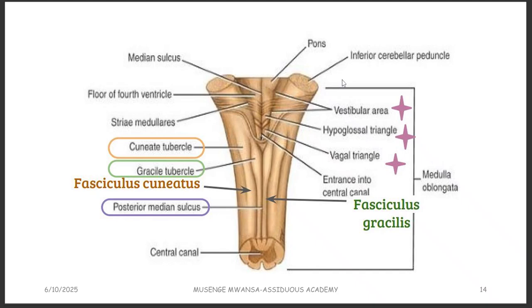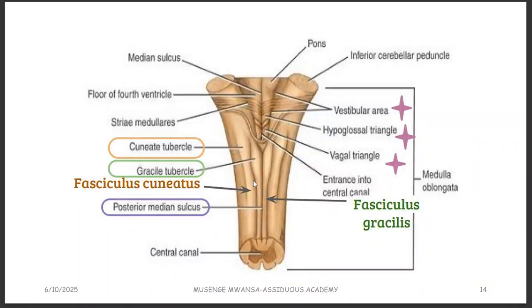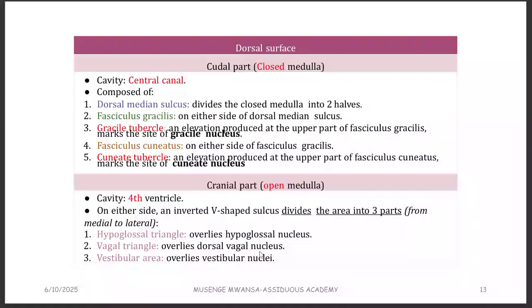Okay, so from all the way from this part to the bottom here, this is the medulla. And then you can see on top, which is the cranial part, it is open, and then the one that is down, it is closed. So when you start with the closed part, which is down, there is a cavity which is known as the central canal. And the central canal continues with the spinal cord. As you can see there, the very middle there, that is the central canal.